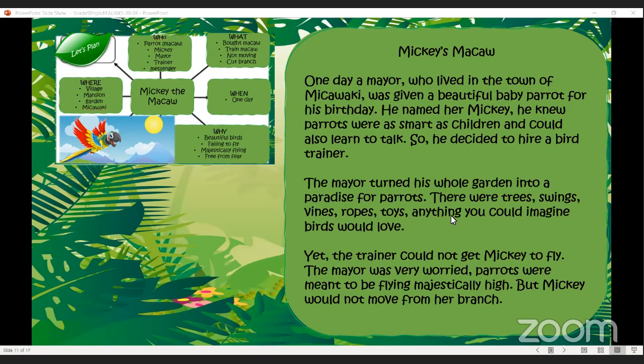One day, so I've got my when, a mayor who lived in the town of Mikawaki was given a beautiful baby parrot for his birthday. Okay, so now we know who, where, and when. All right. He named her Mickey. He knew parrots were as smart as children and could also learn to talk. So he decided to hire a bird trainer.